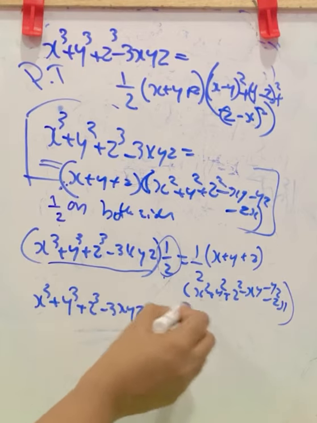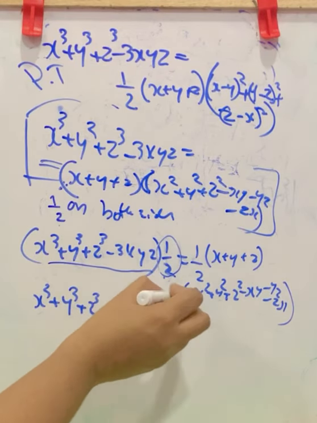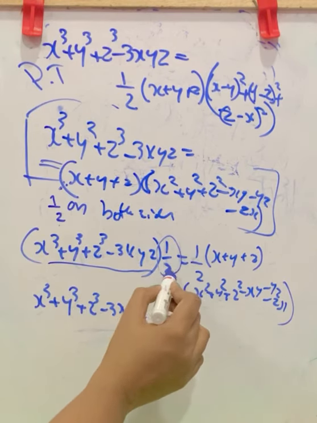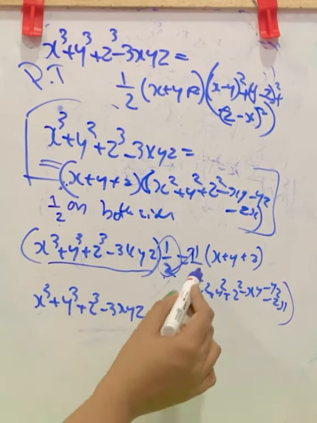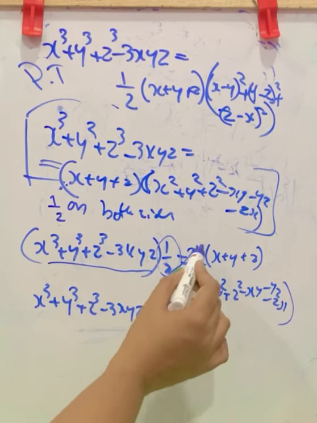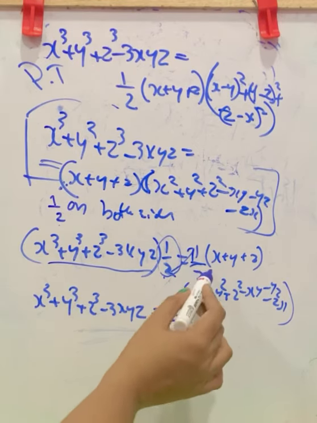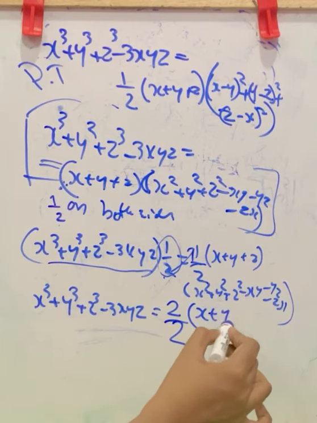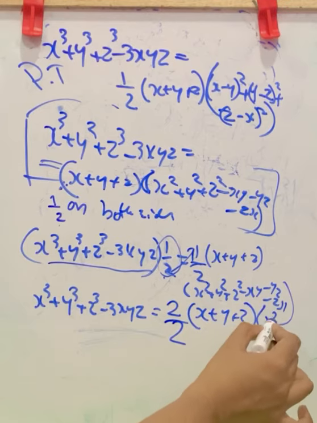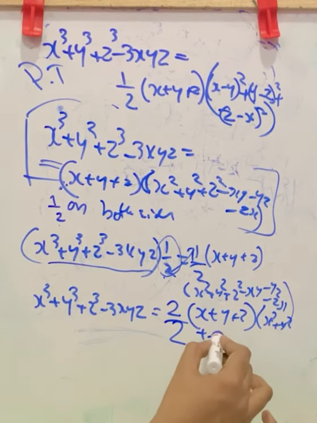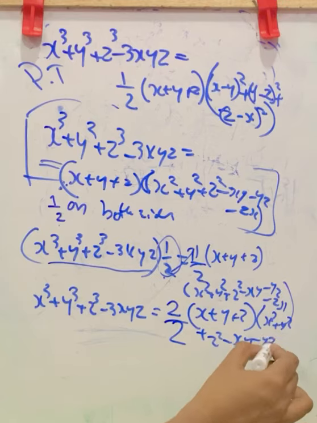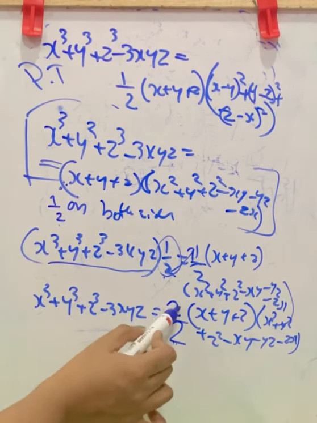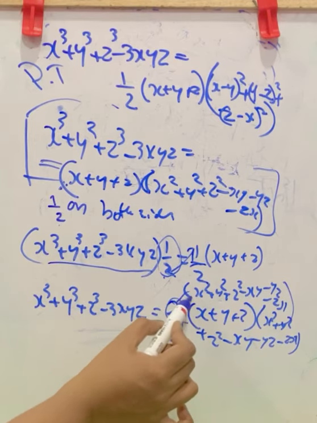Taking this 1 by 2 to RHS, the 2 in the denominator, going to RHS, goes to the numerator. So here 2 goes here. So it becomes 2. Now 1 by 2 is already there in RHS. We multiplied with 1 by 2, that 1 by 2 is here. Now the balance is x plus y plus z into x square plus y square plus z square minus xy minus yz minus zx. Now keep this 1 by 2 here outside. With this 2 in the numerator, I am going to open this.